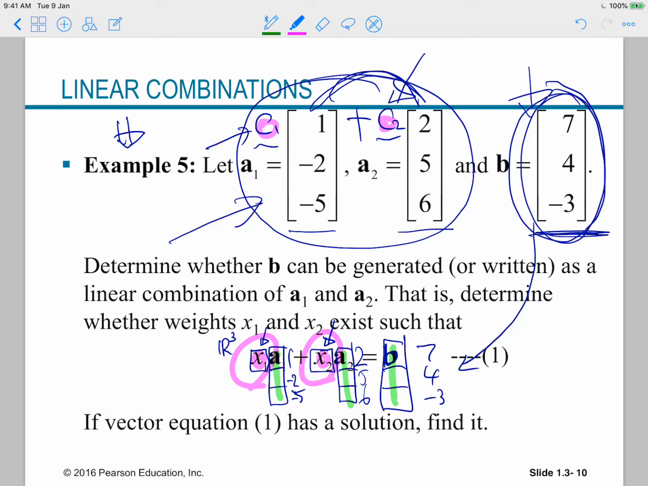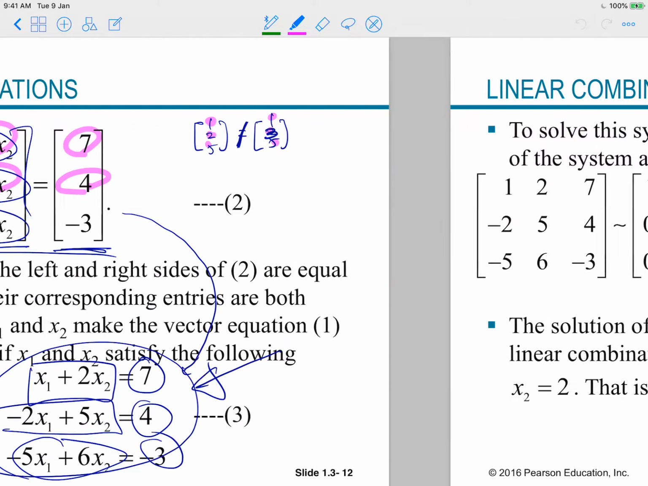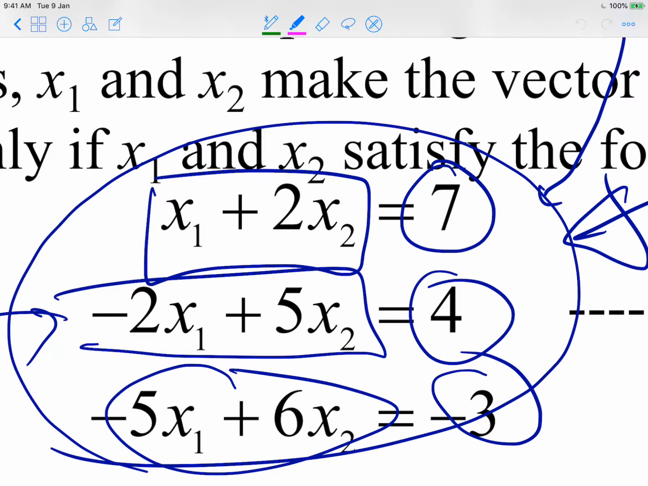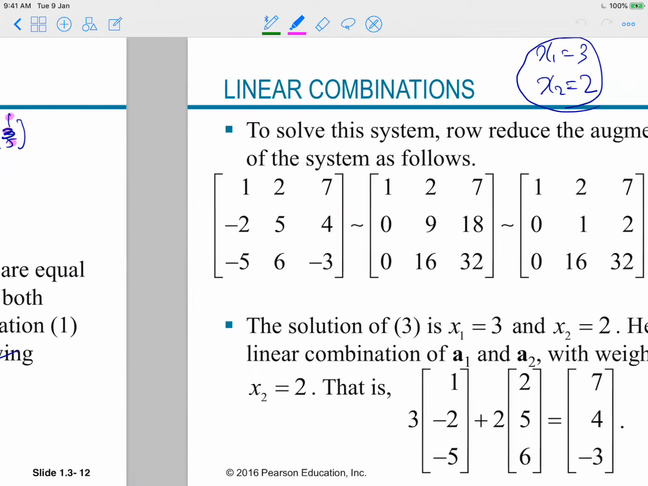starting from this single equation that involves vectors on the left and right hand side, we now obtain three different equations. And this is the familiar linear system that we saw in the previous chapter. So that's how this vector equation is literally the same as the linear system that we studied before.